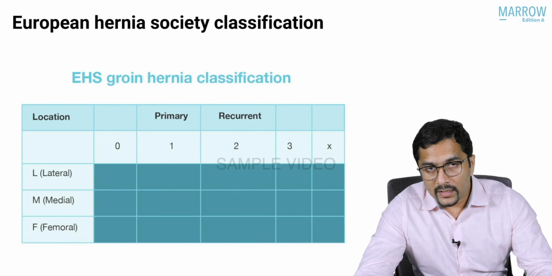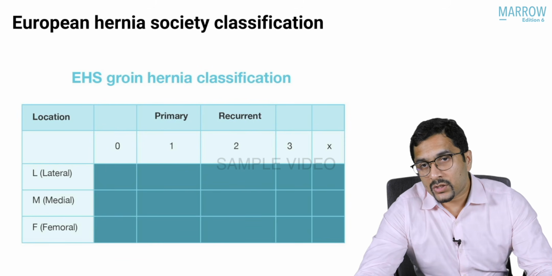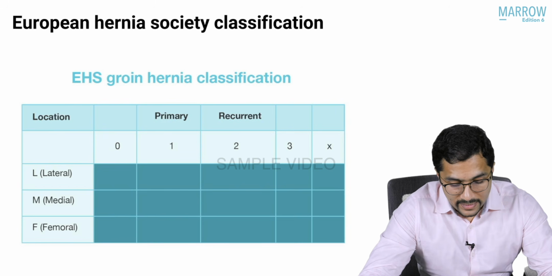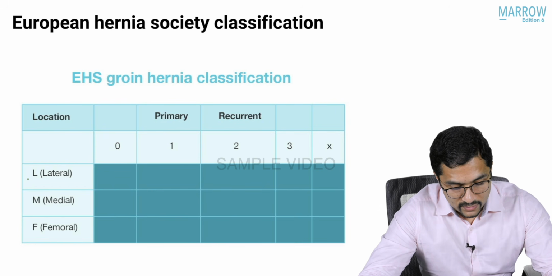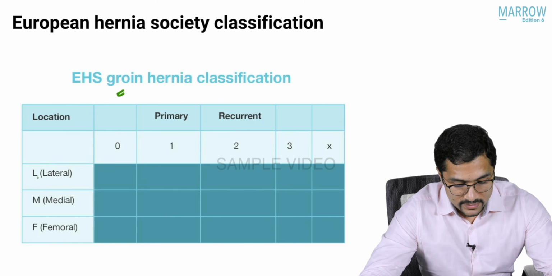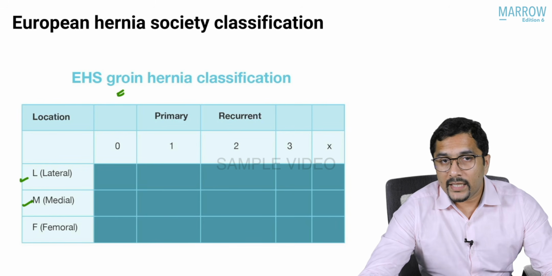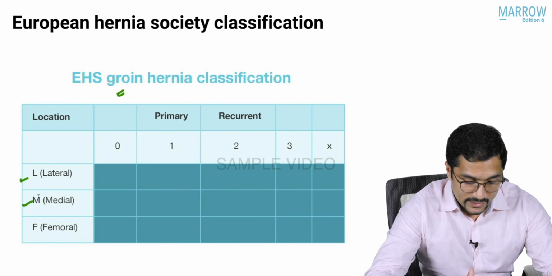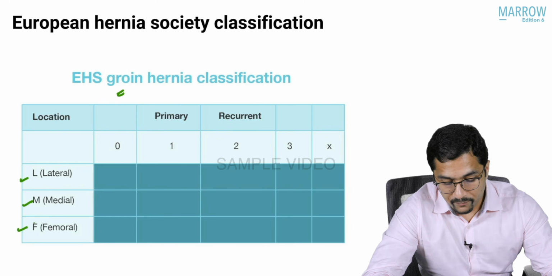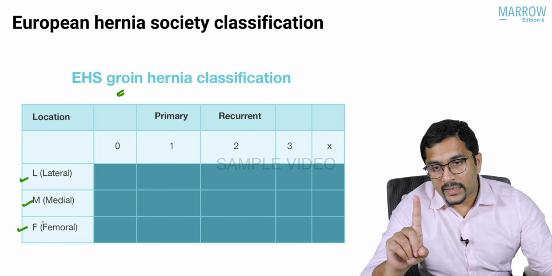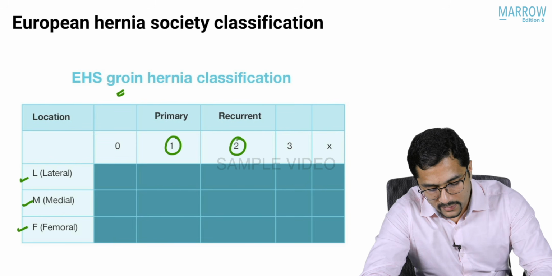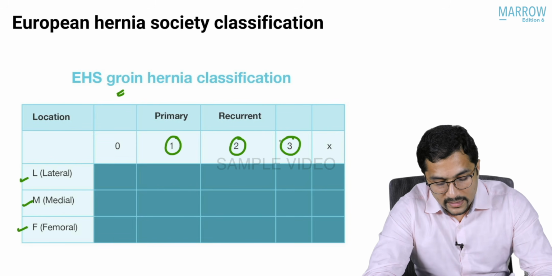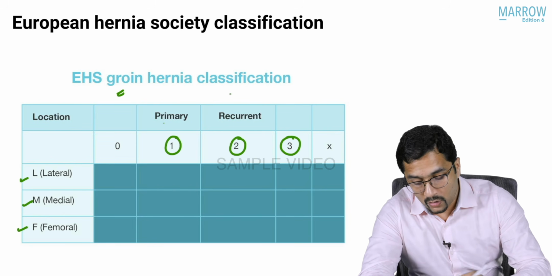The European Hernia Society classification has been asked twice in the last 3 years, and when we are doing the European Hernia Society classification, groin hernias are reported as lateral or medial. Medial would be direct, lateral would be indirect, F would be for femoral. Right, each finger breadth would be given as the defect, 1 finger breadth, 2 finger breadths or 3 finger breadths, and you will label it as primary or recurrent.